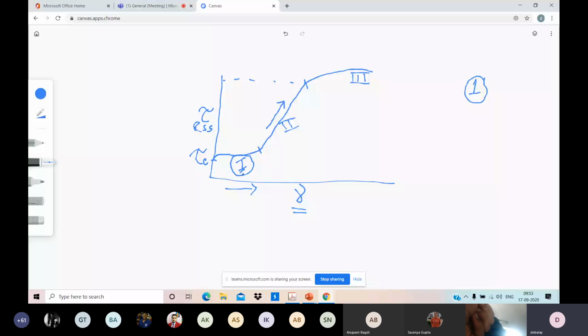Then I am using another word. Write down linear hardening. Hardening in a linear way. That means the hardening rate is very high. Can someone repeat what I said? Linear hardening.